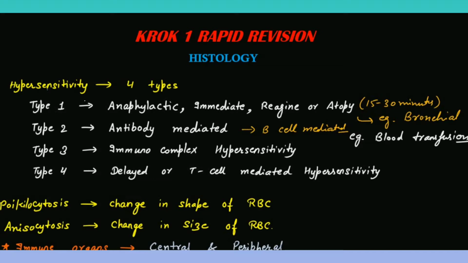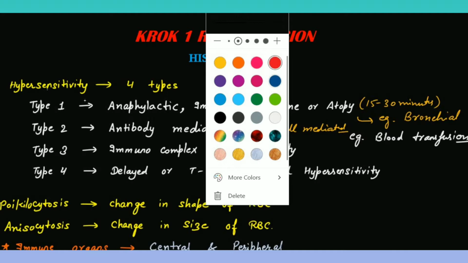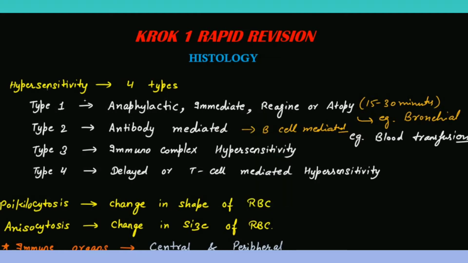In type 3 hypersensitivity, what will happen? Type 3 is known as immune complex hypersensitivity. So there is a complex formation, or immune complex hypersensitivity, with type 3. Examples for type 3 hypersensitivity: you can take systemic lupus erythematosus and glomerulonephritis. In most cases glomerulonephritis is type 3 hypersensitivity, but it can be type 2 hypersensitivity also.